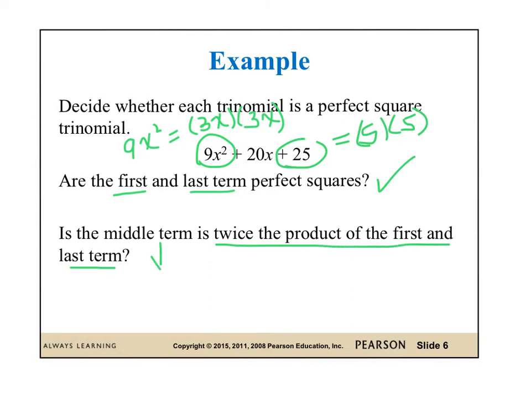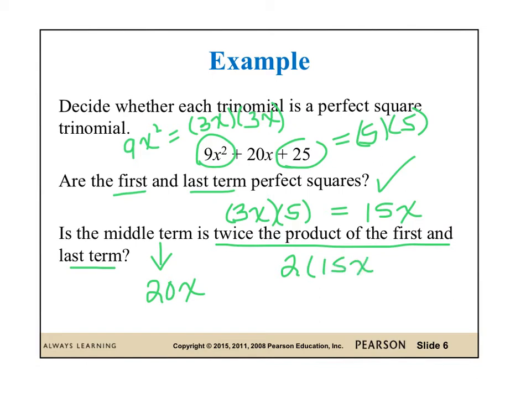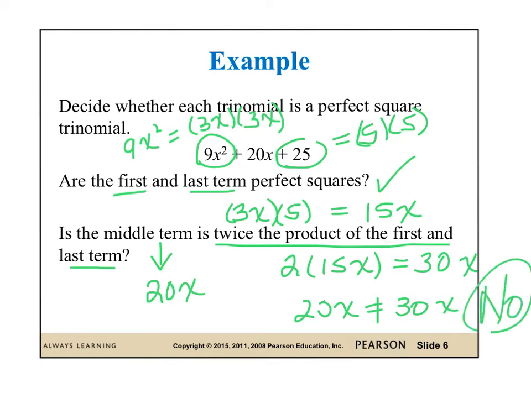Well, the middle term is 20x. The product of the first and the last is 5 for the last term and 3x for the first term, which is 15x, but 2 times 15x is 30x. 20x does not equal 30x, so no, this is not a perfect square trinomial, and the only option we would have to try to factor 9x squared plus 20x plus 25 would be to try to do it by our usual method.